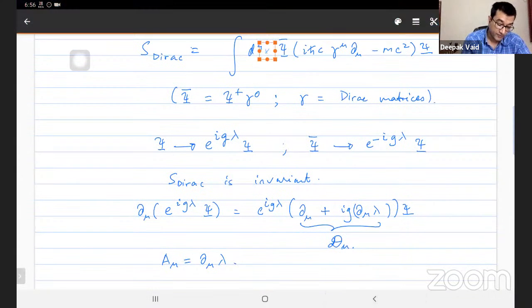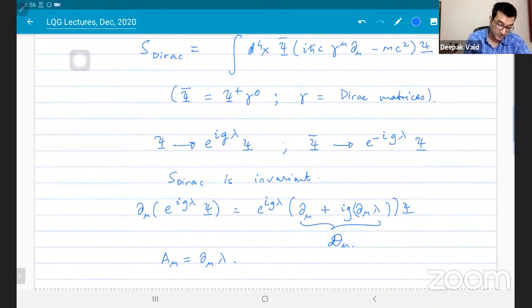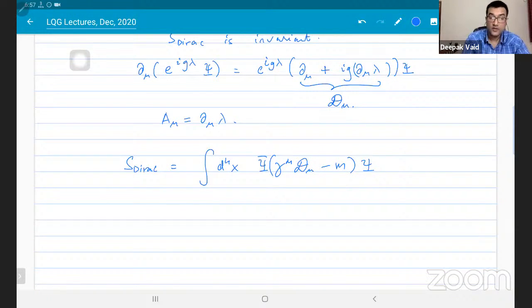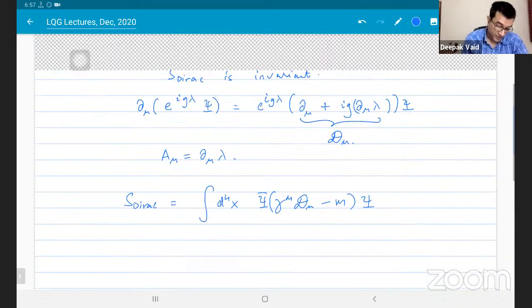So if I want to write down the Dirac action which is invariant under these gauge transformations, I have to write down the action using this covariant derivative operator del mu psi. And again, it is telling us how the phase of the wave function is changing at each point.